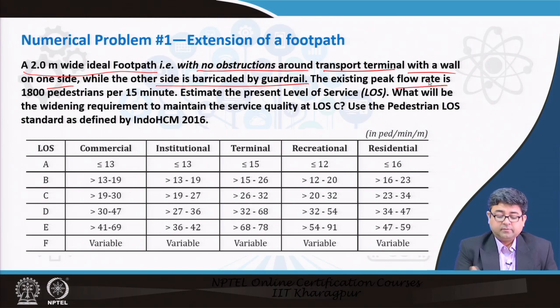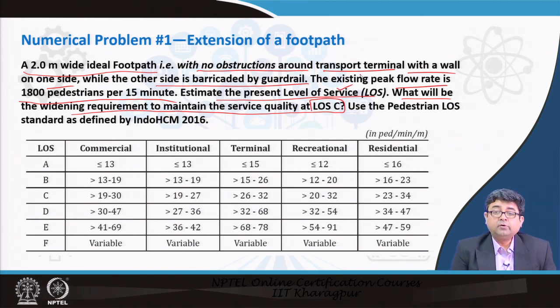The existing peak flow rate is 1800 pedestrians per 15 minutes. You are first asked to estimate the present level of service. Secondly, what will be the widening requirement to maintain the service quality at level of service C? So, once you know the present level of service, you have to widen it to maintain level of service C. You are told to use the Indo HCM 2016 method.